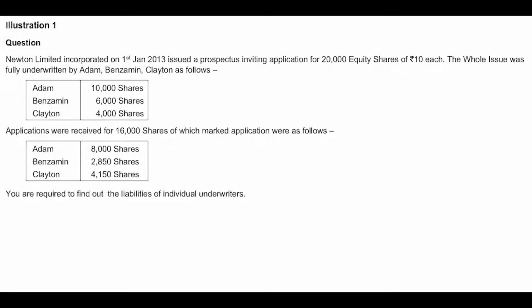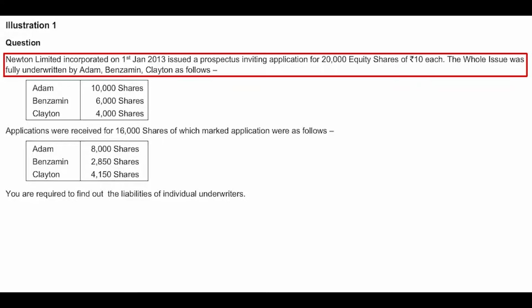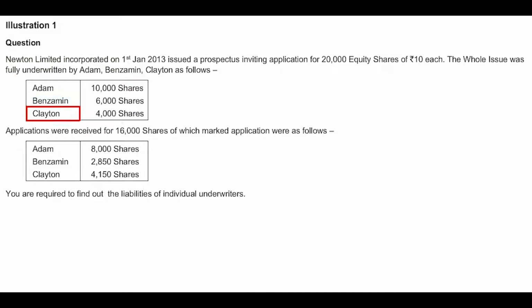See, this is illustration 1. This is one company, Newton Limited, which is incorporated on 1st of January 2013. It issued a prospectus inviting application for 20,000 equity shares of rupees 10 each. So, this is the company newly incorporated, and it is inviting application from the public for 20,000 equity shares of rupees 10 each. The whole issue was fully underwritten by three underwriters, Adam, Benjamin and Clayton.